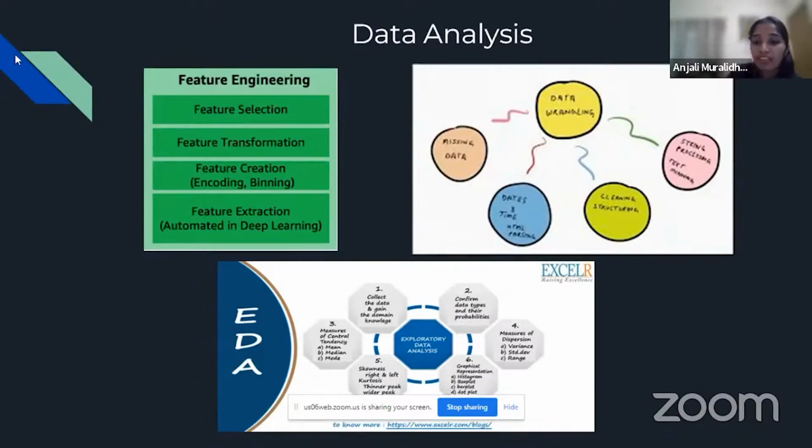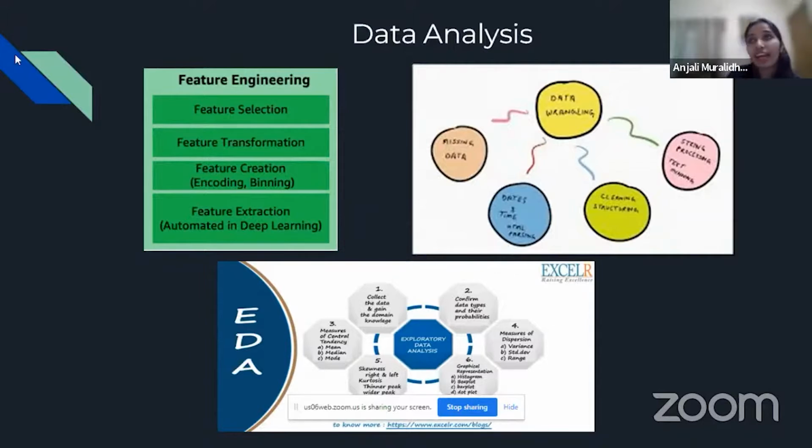Then we apply certain statistical techniques like measure of dispersion, where we calculate variance, standard deviation, and range based on the data that we have acquired. Then we look at skewness, right and left, and kurtosis, thinner peak, wider peak, all those things. If you delve deep into the statistical concepts of data science, you'll understand more. The measure of central tendency and measure of dispersion are basically the key important concepts when you look at it in terms of statistics.